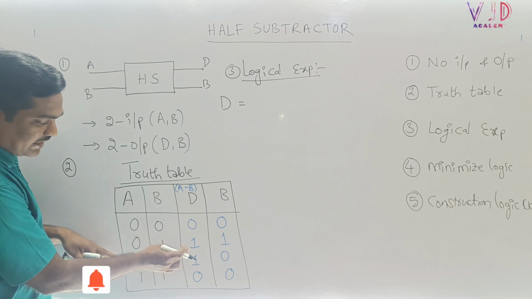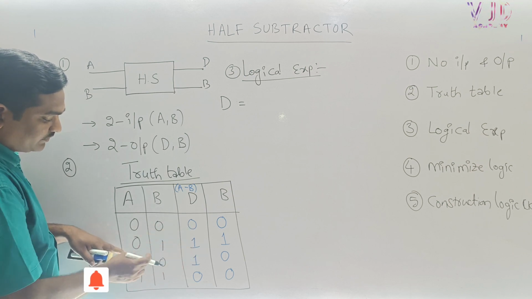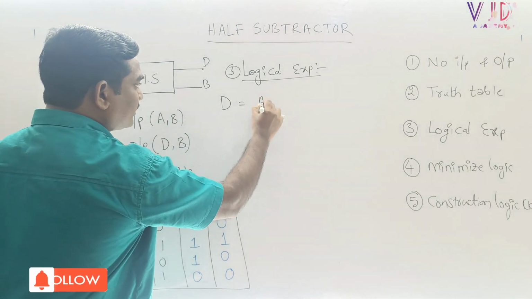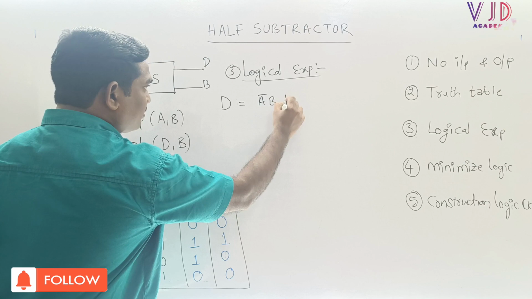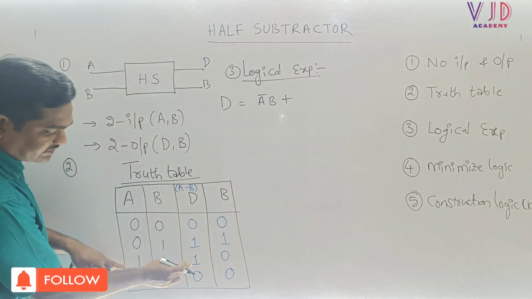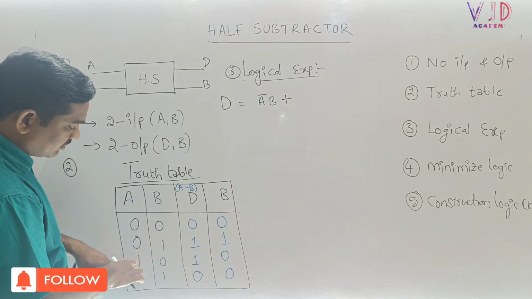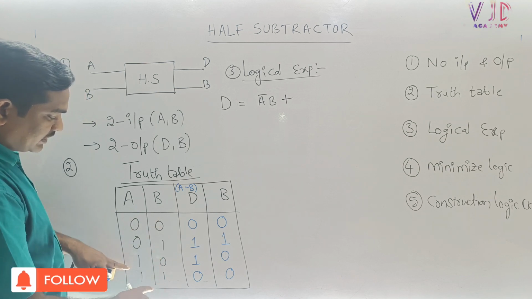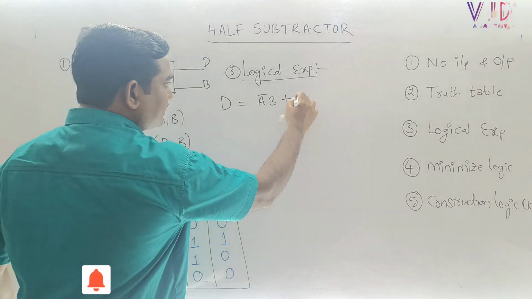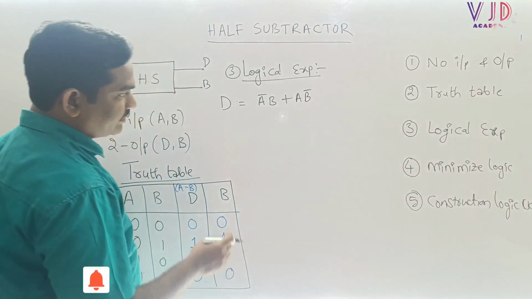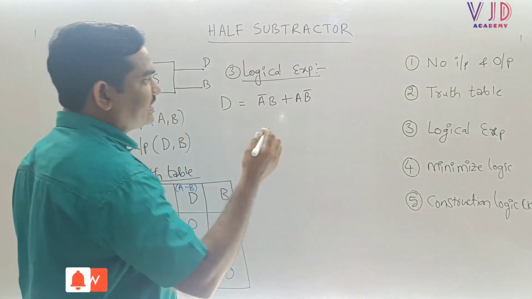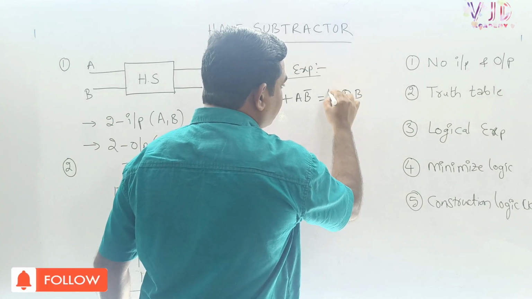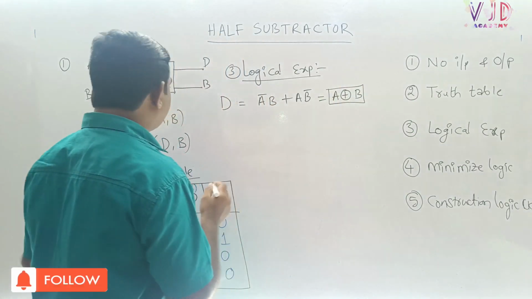So I can write the equation: difference is 1 when input a is 0 and b is 1. Can I write a bar b? Yes. Next, the difference is also 1 when a equals 1 and b equals 0. Can I write a and b bar? Yes, this is the equation of the difference. I can also write this equation simply as a XOR b. This is a similar equation to what we have already seen in the half adder problem.